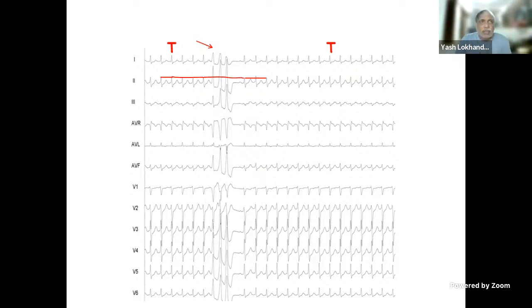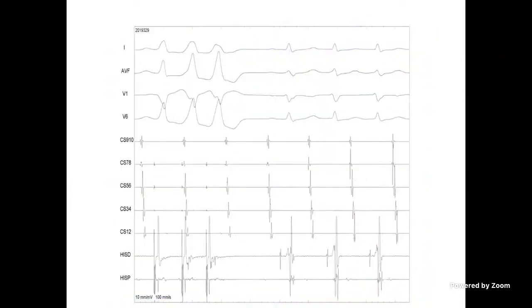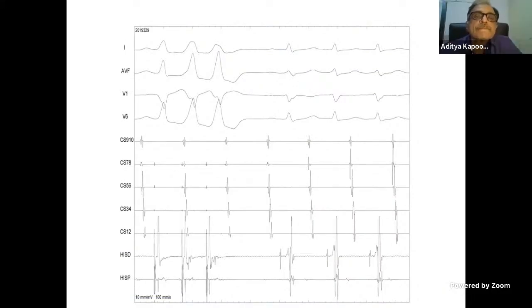To be conclusively sure, you have to look at the intracardiac signals. These are the intracardiacs, which Dr. Yash was pointing out. These are the VPBs, and right after that, this is the intracardiac signal, and the tachycardia just continues like this. So, sir, you would like to discuss this?